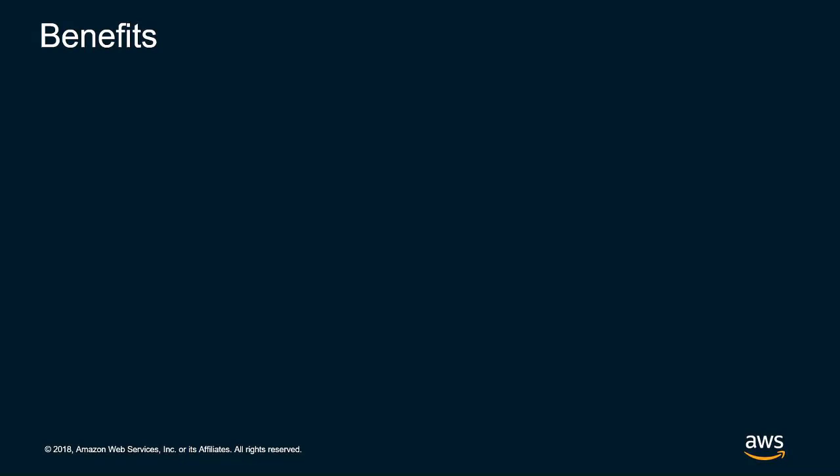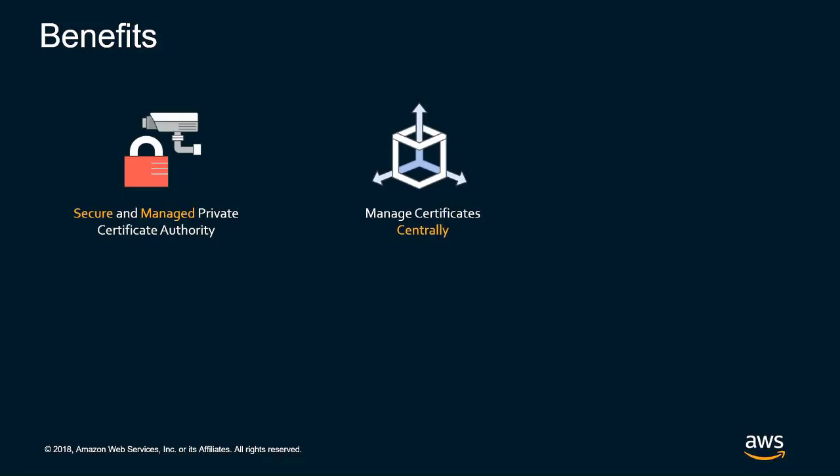So the benefits of ACM Private CA: first, to operate a secure and managed private certificate authority. It's a managed service. It automates the administrative tasks such as provisioning hardware, software patching, high availability, and backups. You don't have to worry about any of those things. It's all included as part of the service. Private CA gives you a way to manage the life cycle of your private certificates. So ACM, once the certificate is issued, for certificates that are used on AWS, ACM automatically renews them and deploys them for use with things like load balancers and API gateway endpoints.